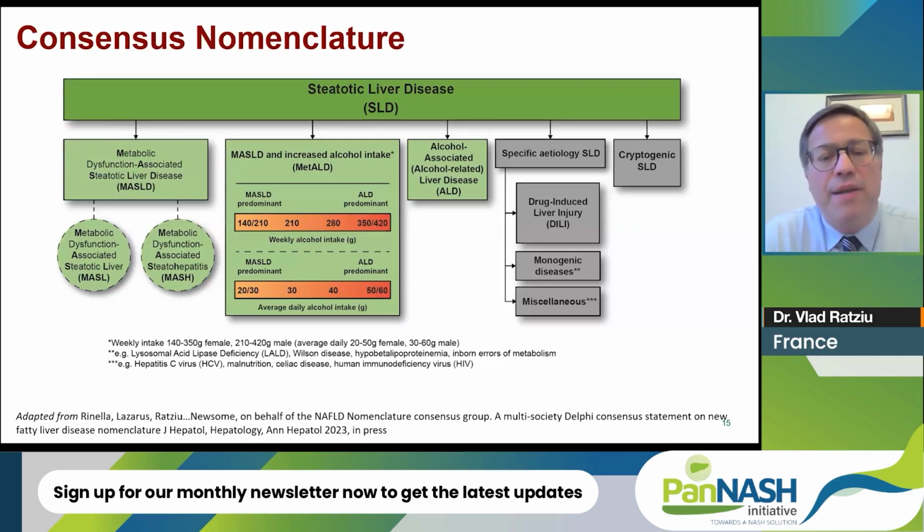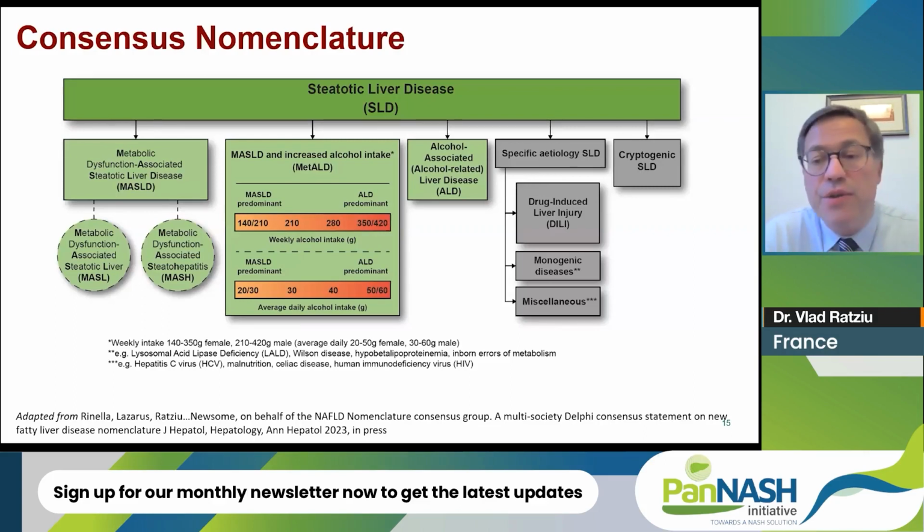Within this category, there can be either a full-blown steatohepatitis or just some level of steatosis without inflammation, without liver cell injury, which is called simply MASLD. Now, if there is excessive consumption of alcohol, then we're clearly into what is called alcohol-related liver disease. If there are specific causes that explain the presence of steatosis, then we are in a different category which encompasses specific etiologies of steatotic liver disease.